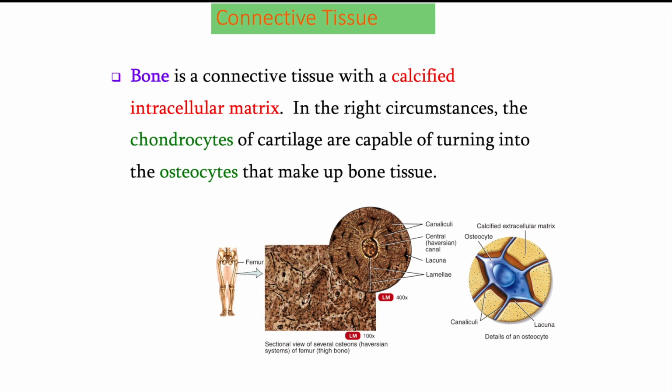So the next connective tissue we want to look at is bone. And bone is the hard connective tissue because it is calcified. So calcium is what makes it hard. Also the collagen and the calcium together.